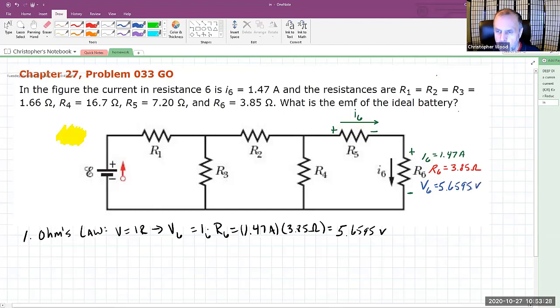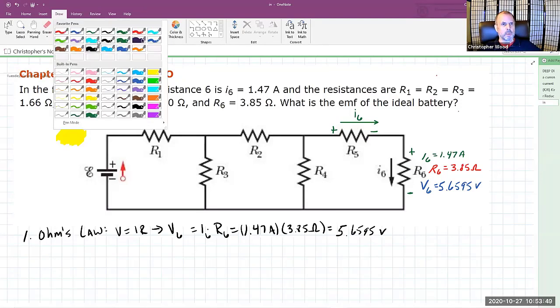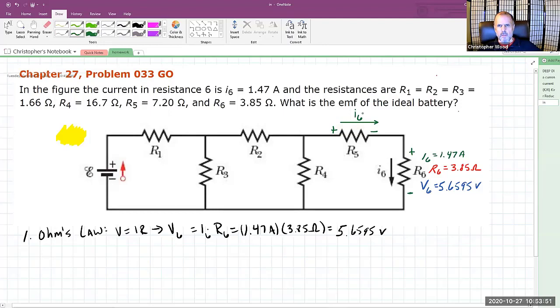5.6595 volts. So there it is. There's IRV. So we're just going to do IRV, I for current, R for resistance, V for voltage. We're going to do that for every circuit element and just adhere to conventions. 5.6595. So that's that. Let's do this. I know I6, so let's just keep going here. I know that this is also equal to 1.47.